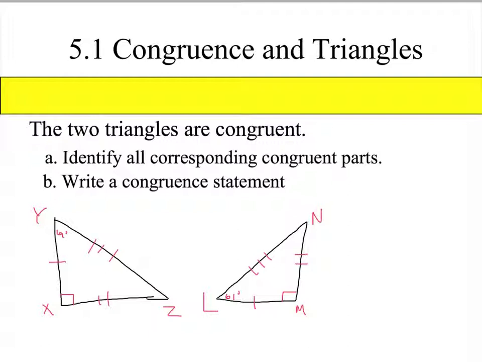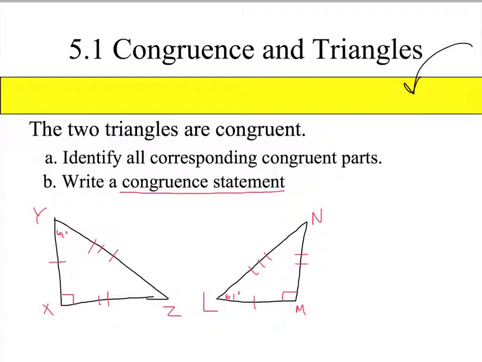So looking at these two triangles right here, it tells me the two triangles are congruent, and it gives you that information. We are going to identify all the corresponding congruent parts, and then you are going to write a congruent statement. When you write a congruent statement, that is going to be triangle whatever is congruent to triangle whatever. So you're going to write one triangle is congruent to the other triangle for your congruence statement. I want you to give this one a shot. Pause now. Try it.